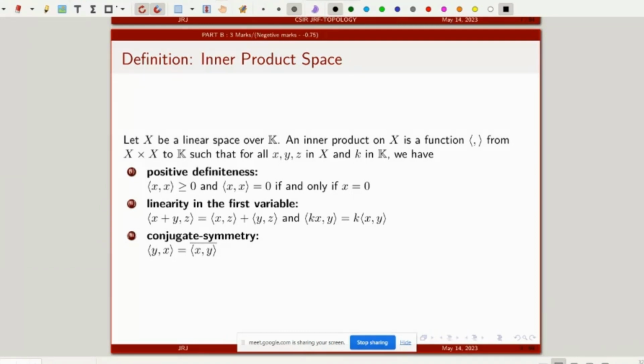Inner product of x with x should be greater than or equal to 0, and inner product of x with x should be equal to 0 if and only if x equal to 0. And linearity in the first variable, that is inner product of x plus y with z is equal to inner product of x with z plus inner product of y with z. And inner product of kx with y should be equal to k times inner product of x with y. And conjugate symmetry: inner product of y with x should be equal to the conjugate of inner product of x with y. So this is the definition of an inner product.